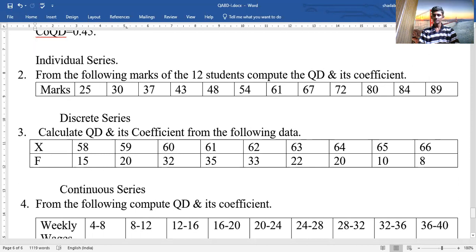Values they have given: x is 58, 59, 60, 61, 63 till 66, whereas the frequencies they have given are 15, 20, 32, 35, 33, 22, 20, 10 and 8. That is the data they have given. Using this, we will calculate the quartile deviation and the coefficient of quartile deviation.